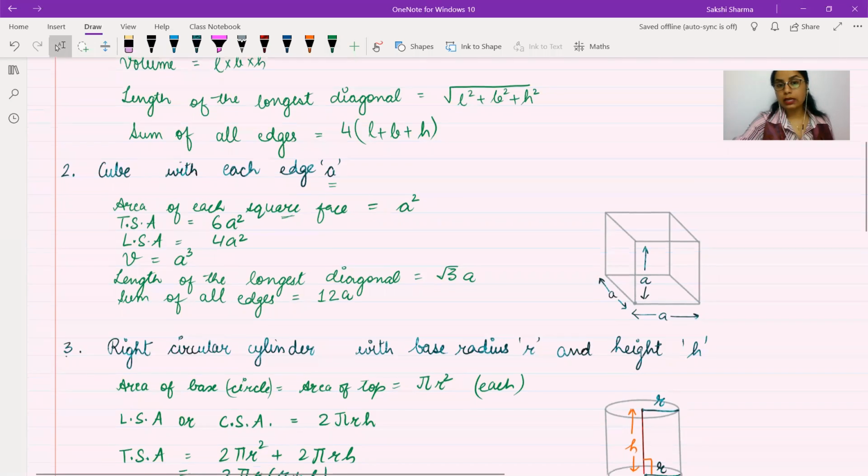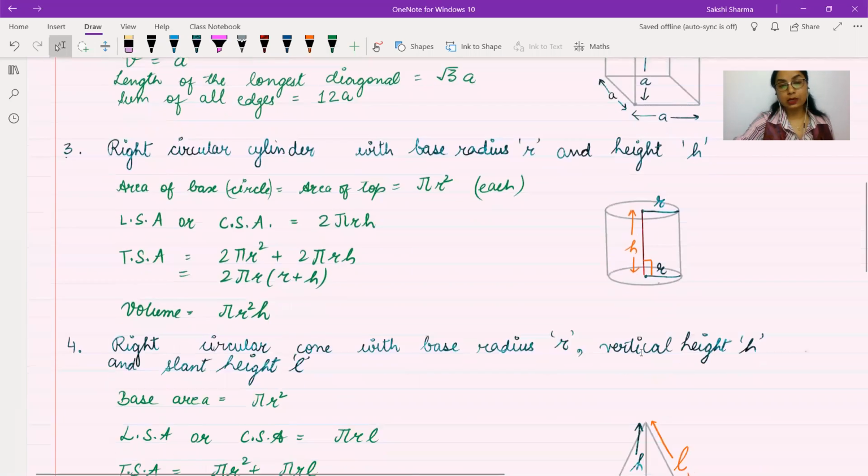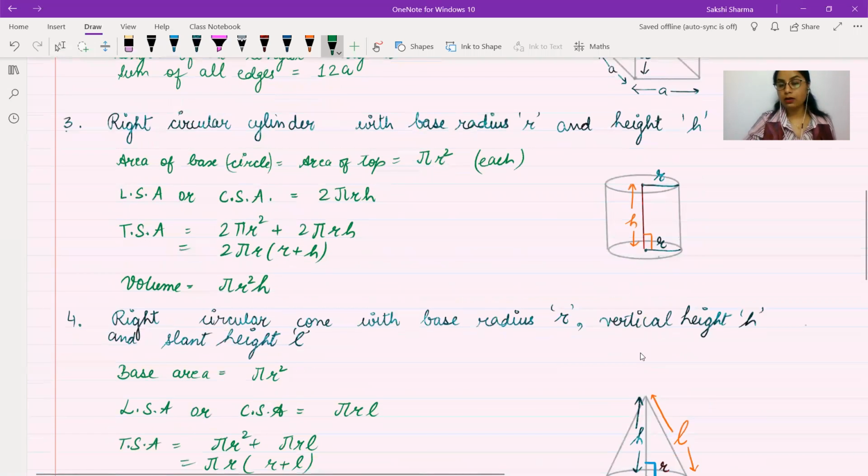Then for a right circular cylinder with the base radius R and height H, the word right is important because that would mean that the height is perpendicular to the base radius.